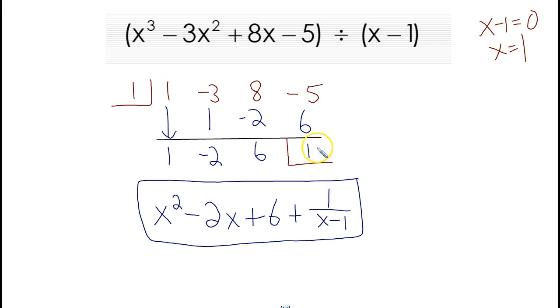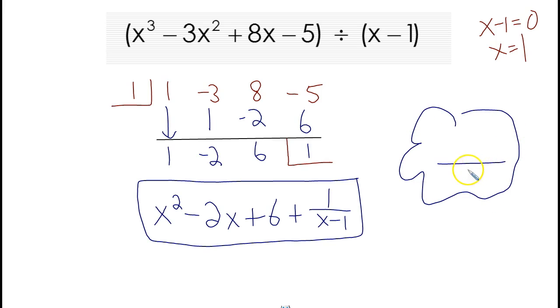Now, what happens if, let's say we're doing this kind of synthetic division and we end up with a remainder of 0. Well, all that would mean is there would be no fraction part. If this had been a remainder of 0, we would have just had 1x squared minus 2x plus 6, and we just stopped right there. No fraction at the end. But since there's a remainder of 1, we have to put that 1 over what we were dividing by.